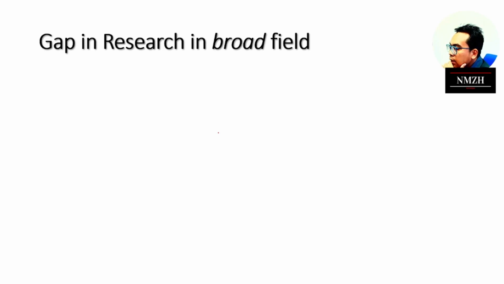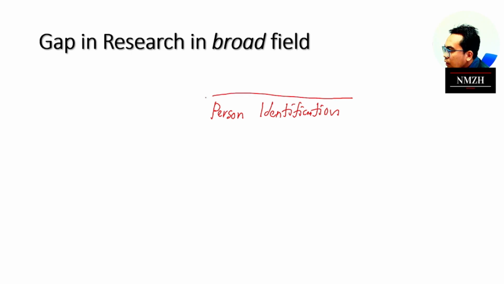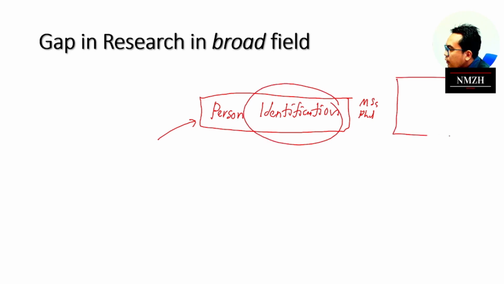So for gap in research in the broad field, I will talk about one example. Let's say we do person identification. This is the main topic of our study, either Master of Science or PhD. This is the keyword, which might be given by your supervisor, discussed with your supervisor, or set by your company. So that would be person identification. Looking at this field in a broad way, we can see that identification is the main term here.